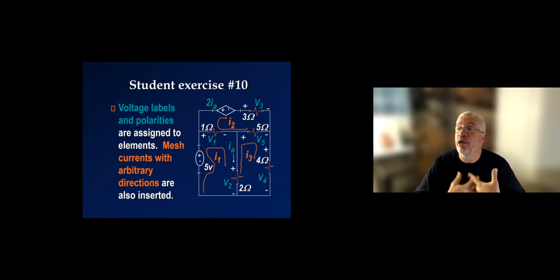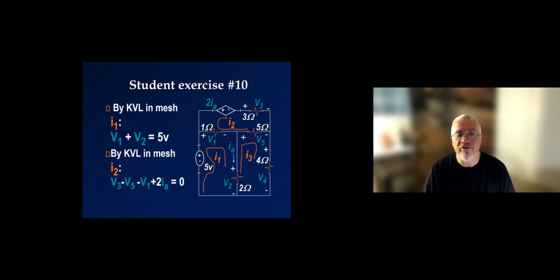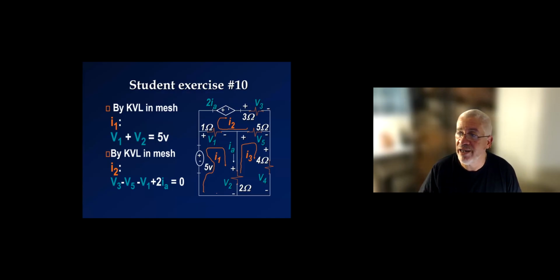At this point, how many unknowns do I have? I have 3 unknowns: the mesh currents I1, I2, and I3. I'm going to write a KVL in mesh I1, a KVL in mesh I2, and a KVL in mesh I3. So here are the KVL in mesh I1 and I2. In mesh I1, again, I can pick any direction of rotation. The first sign that I find for the voltage, I put it as the sign of the voltage. So -5 plus V1 plus V2 equals 0.